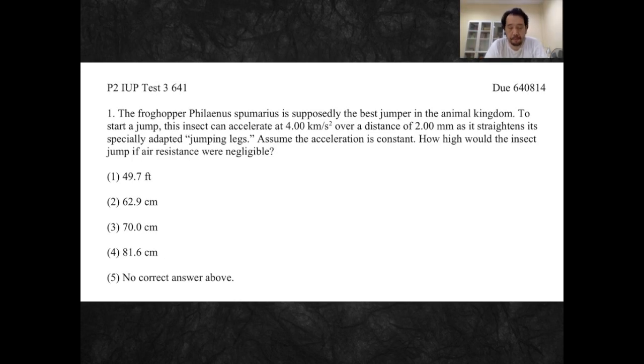Hello. In this clip, we will discuss the solution of test number 3, which is still on the problem of motion in one dimension.